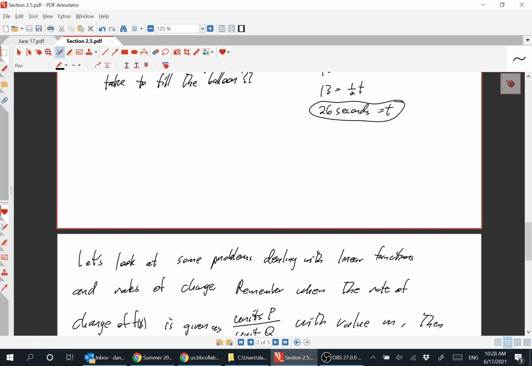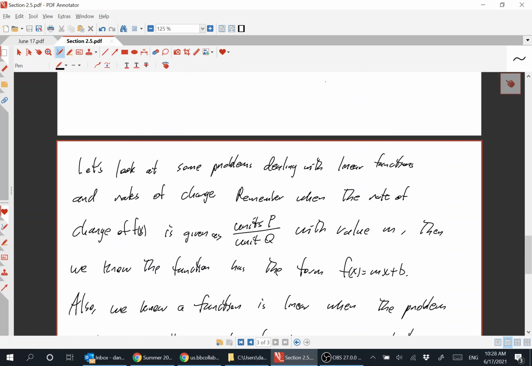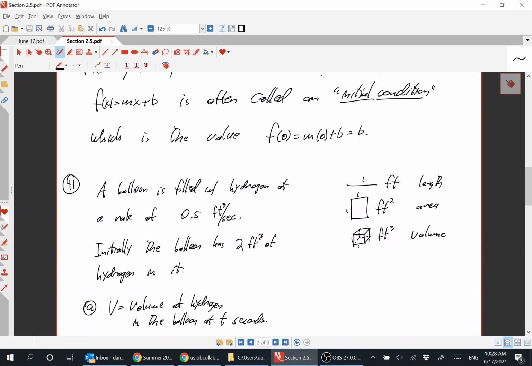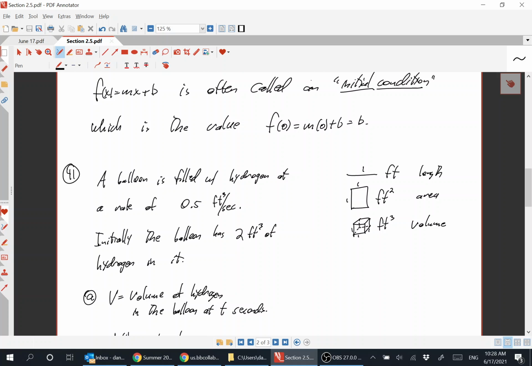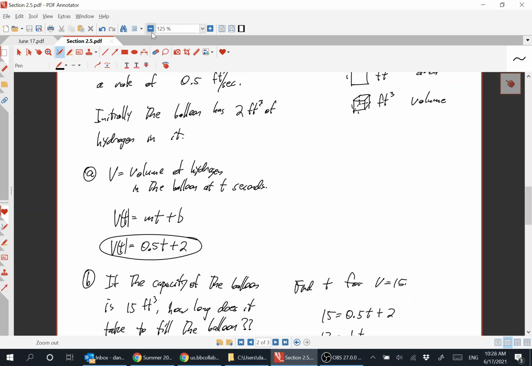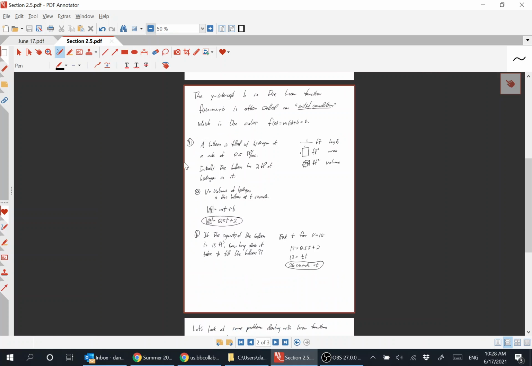In this section. Oh. I think I got my notes in the wrong order here.